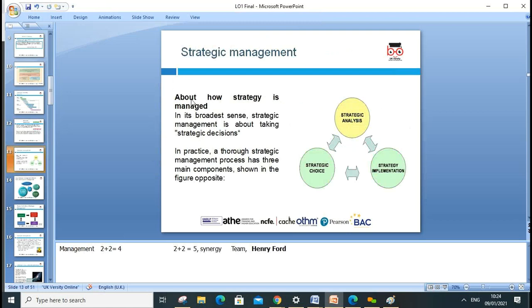Okay, strategic management we discussed in one of the other units as well. How the strategy works in the business. The broad sense of strategic management is about taking strategic decisions. Decision making means selecting the best option. We have various options. Always write them down.